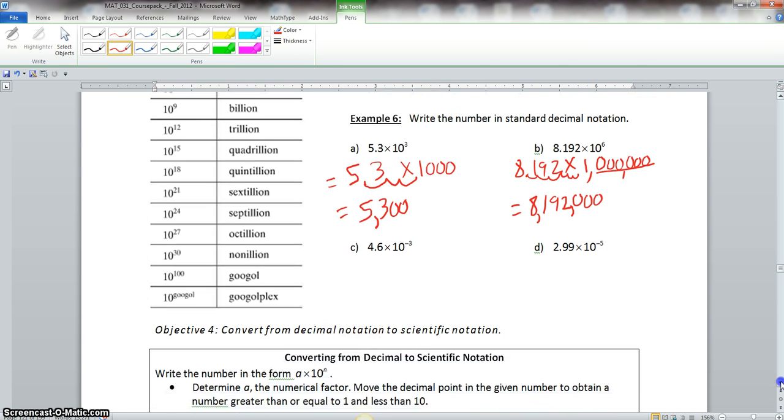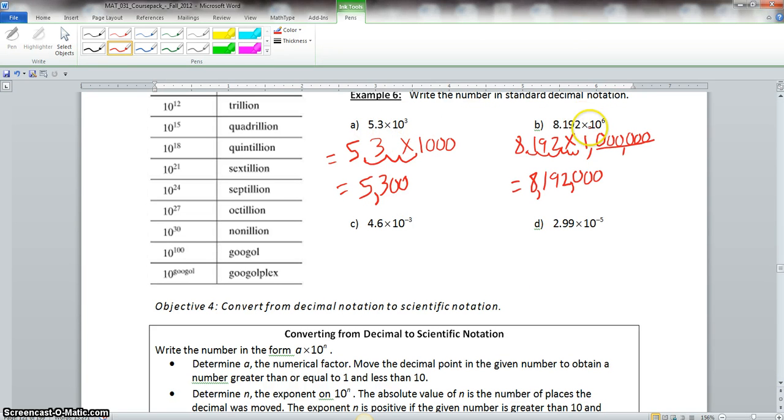Now we come here. Now this is with the positive exponents. This has a negative exponent. So we know positive and negatives are opposites of each other. So that means instead of going to the right that many places, you will go to the left that many places. So we'll need to go to the left 3 places. 1, 2, 3. So it'll be 0.0046. And that will be C.